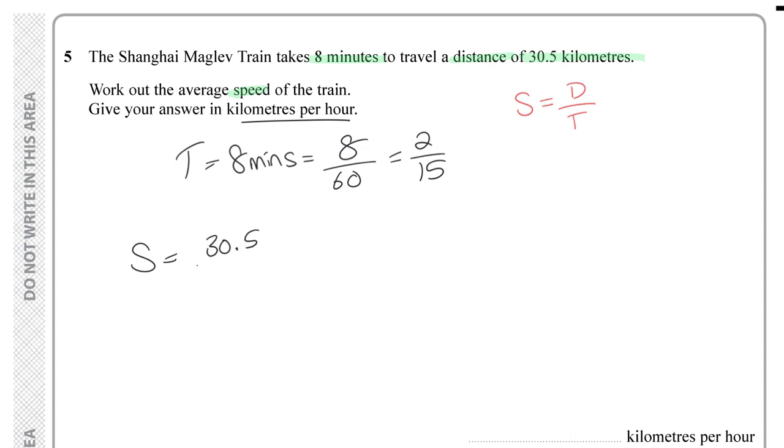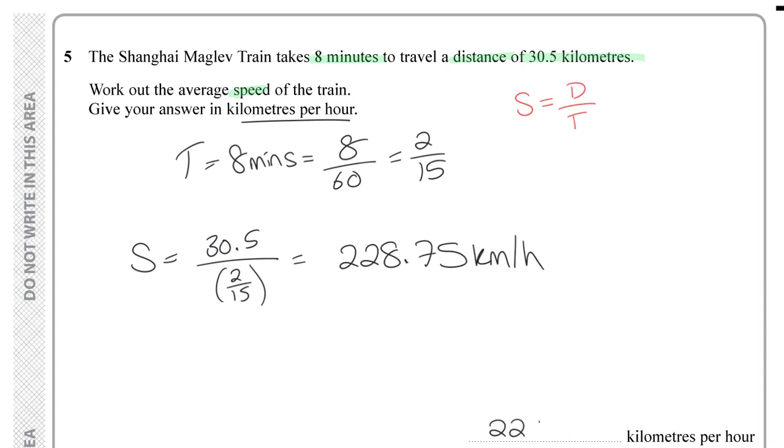So our distance is 30.5, and now our time is 2 over 15. And all we're going to do now is divide the two together. So 30.5 divided by 2 over 15 to give you 228.75 kilometers per hour. And that would be your final answer.